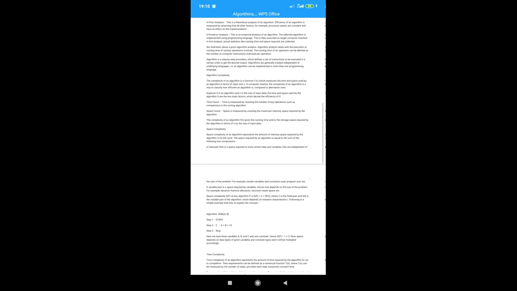Then the second one, a variable part, is a space required by variables whose size depends on the size of the problem. Here you are actually dealing with what is dynamic, a kind of dynamic problem.